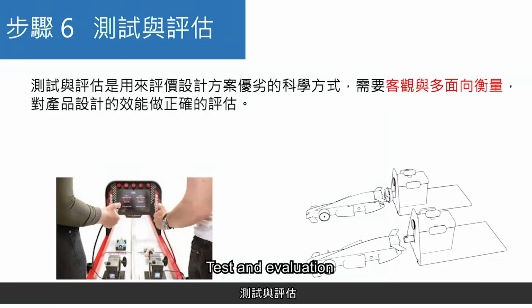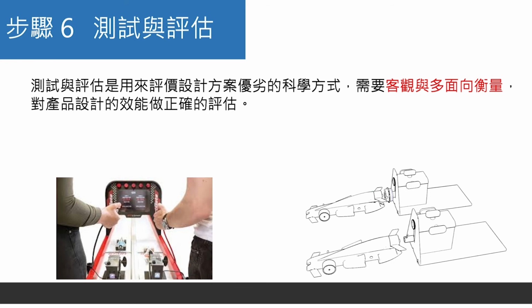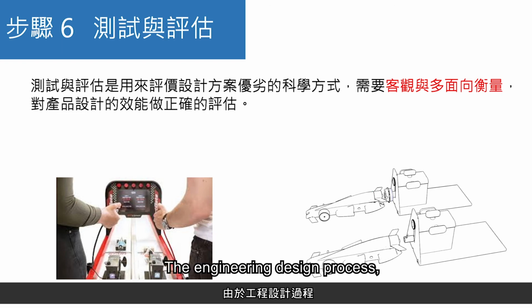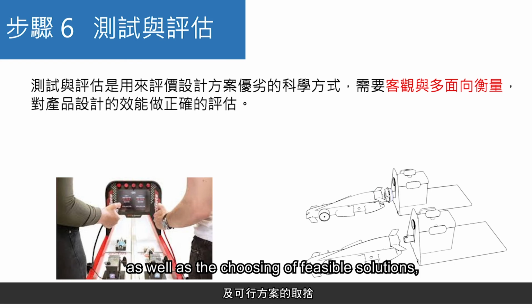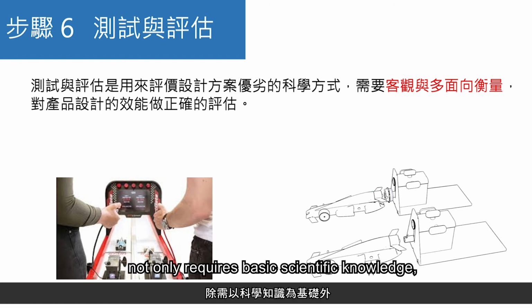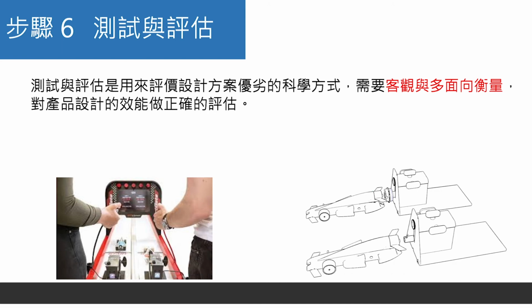Step 6. Test and evaluation. Test and evaluation is a scientific method used to review the pros and cons of a design solution. It requires objective and multi-oriented measurements to correctly review the product's efficiency. The engineering design process, with regards to analysis and evaluation of conditional restrictions, as well as choosing of feasible solutions, not only requires basic scientific knowledge, but it relies more on the performance of tests and evaluations.